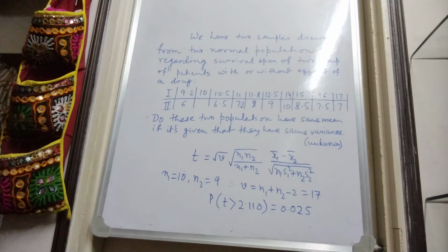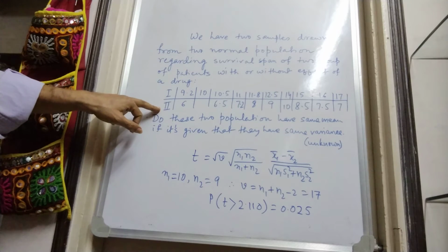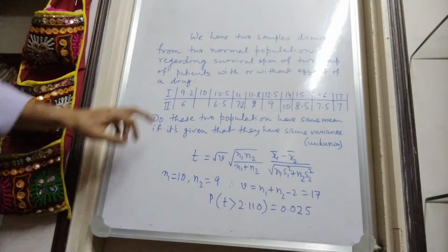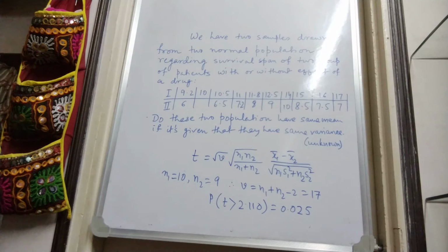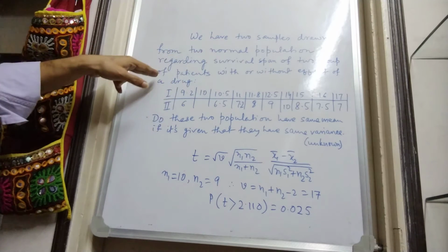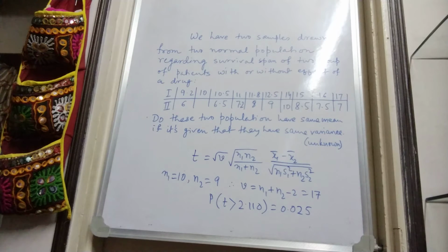Let us consider this type of test of hypothesis problem. Here we have two samples drawn from two normal populations. Let us assume that the distribution of the population is normal, and we have two separate samples. In this case, let us suppose that these two data represent the survival span of two groups of patients with or without the effect of a drug.